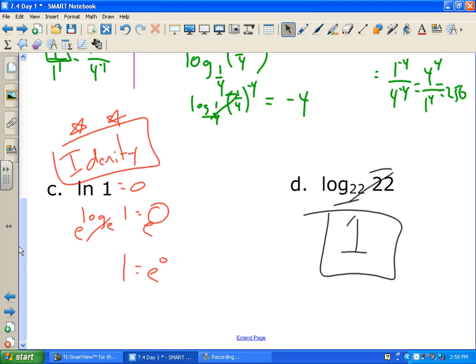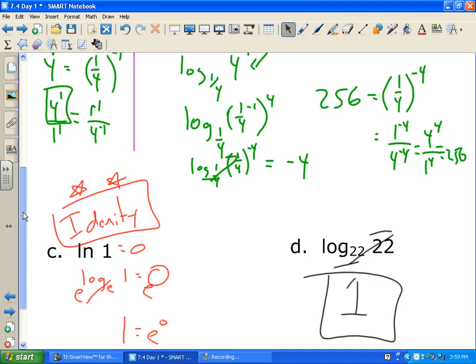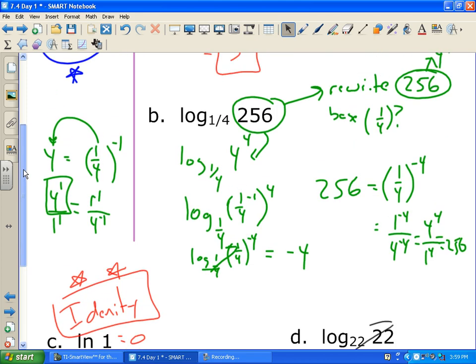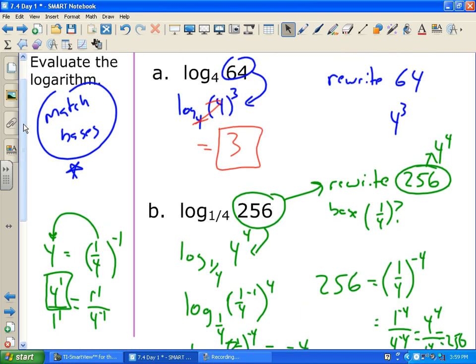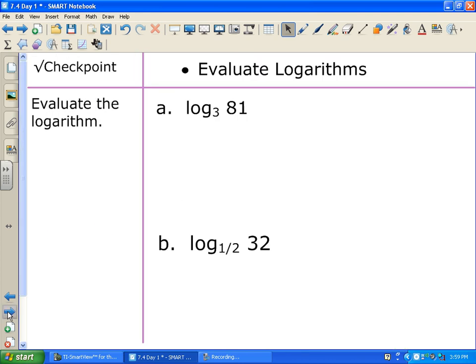Letter D, the easiest one on here. Letter B, the hardest. The other two are kind of mediums. But again, name of the game, match your bases up. Match your bases up and you can simplify. You guys, checkpoint and pause the video.